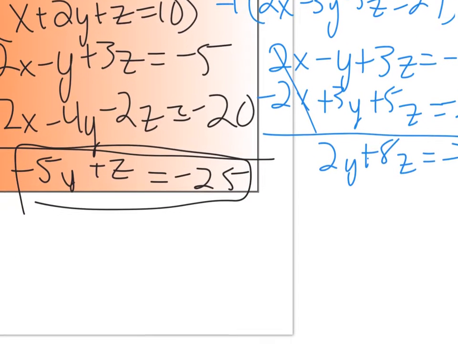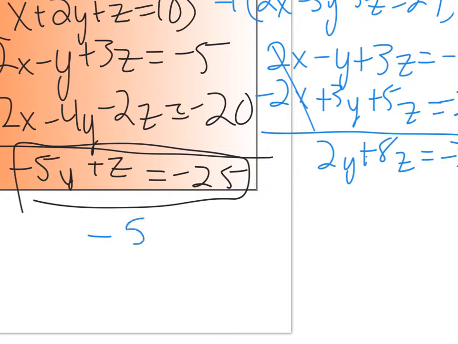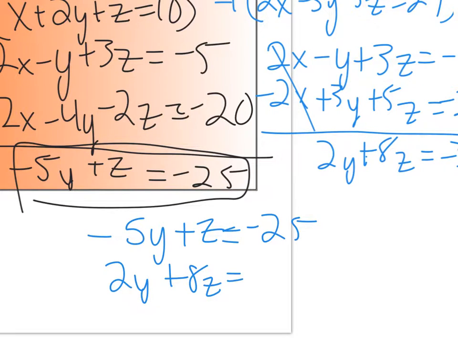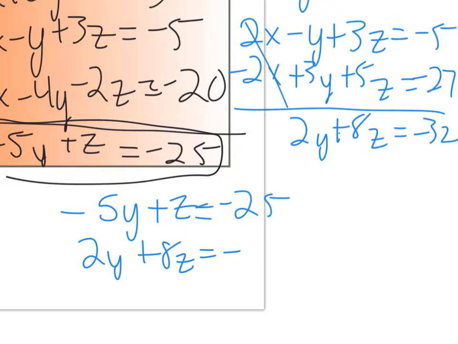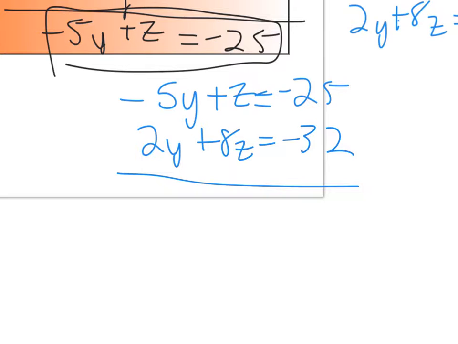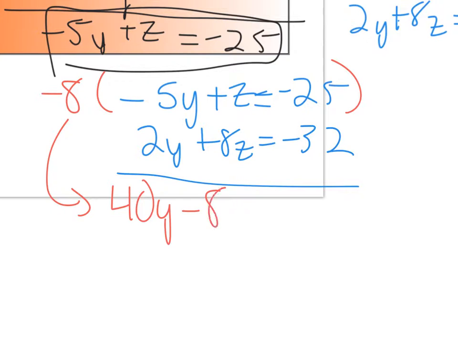So now I've got two equations here. I've got negative 5y plus z equals negative 25. And I've got 2y plus 8z equals negative 32. Now I can work with this. And I want to keep going with this elimination. I'm going to multiply this times a negative 8. When I do that, this becomes 40y. This becomes negative 8z. This becomes positive 200.